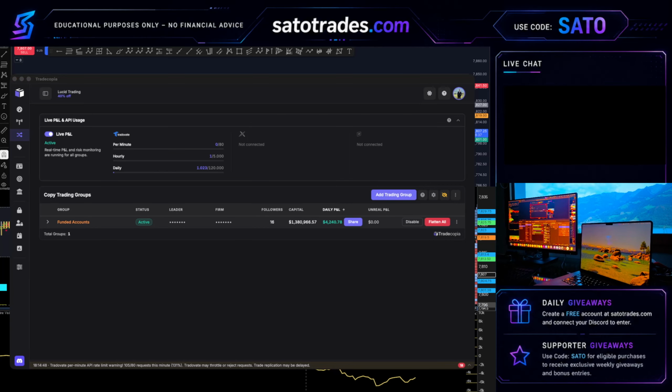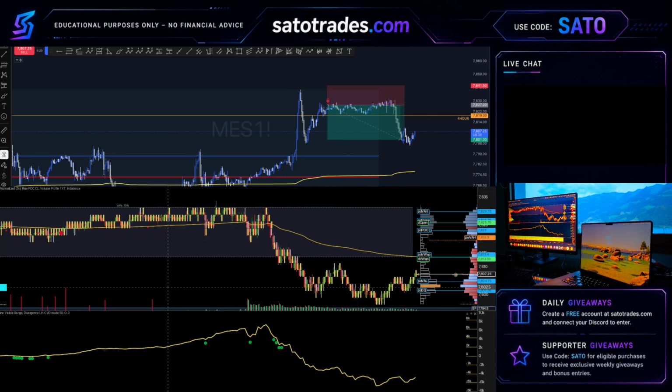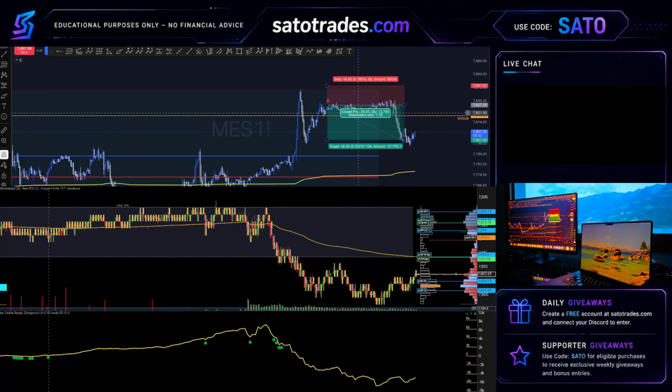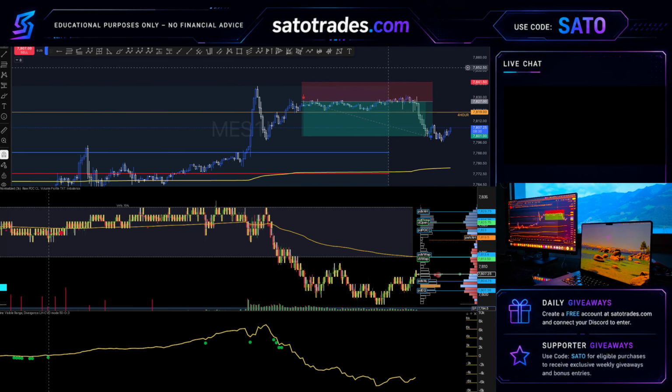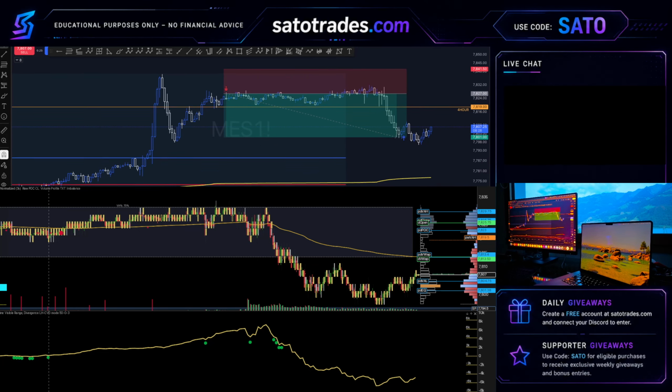So yeah, let's go over to TradingView. So as you can see here, this was my entry. So easily explained. I'm going to zoom in a bit here. I shorted ES at 7,826 with 2 contracts on each account.